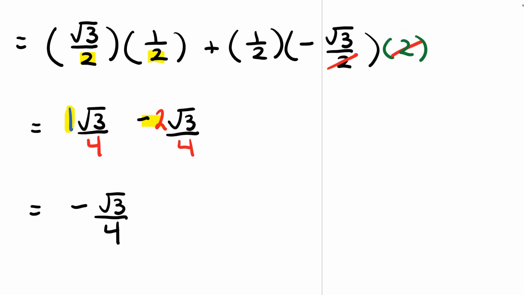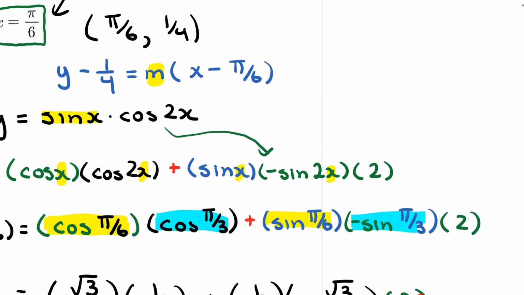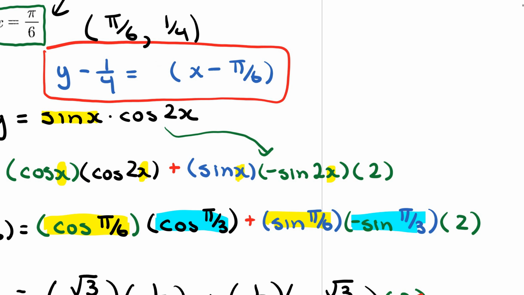If I go back to my tangent line at the start of the problem here, I guess I'm just going to highlight this box here. And let me just erase that. And what we just found was negative root 3 over 4. Okay, so that's looking pretty good for the tangent line here.